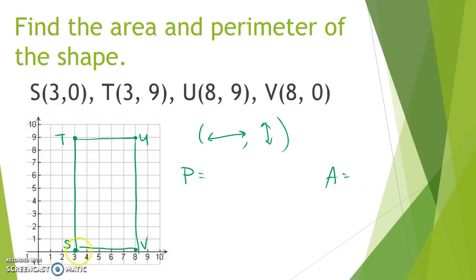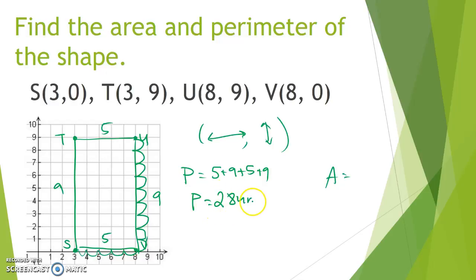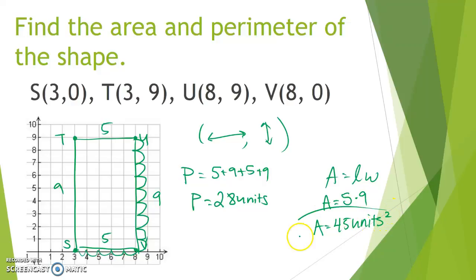So the perimeter, we have to find the distance around. So 1, 2, 3, 4, 5. That is 5 units. This is 1, 2, 3, 4, 5, 6, 7, 8, 9 units. So we know this is 5 and this is also 9. So it's 5 plus 9 plus 5 plus 9. So the perimeter here is 28 units. The area for a rectangle is length times width. So the area here, the length is going to be 5, the width is going to be 9. So our area is 45 units. And again, we need to make sure that is squared. So we have perimeter and we have area.